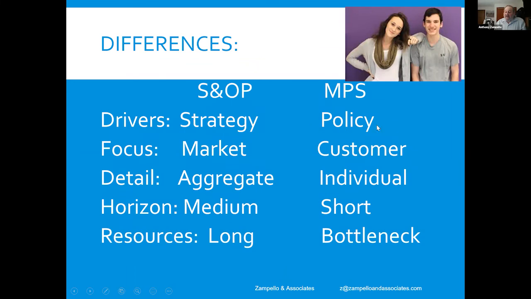Right. That's a perfect example of what I mean by the MPS being driven by policy. That policy can very easily be a contract that says, for this customer or for this contract, and it may even vary order by order, these are the rules we have to live by.